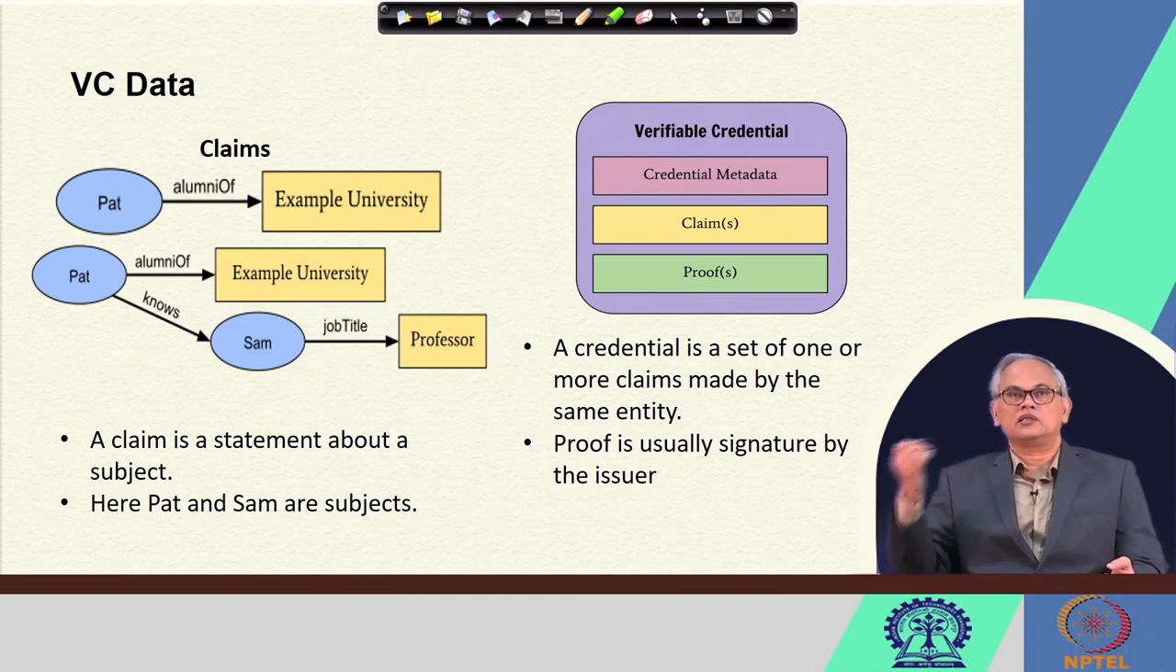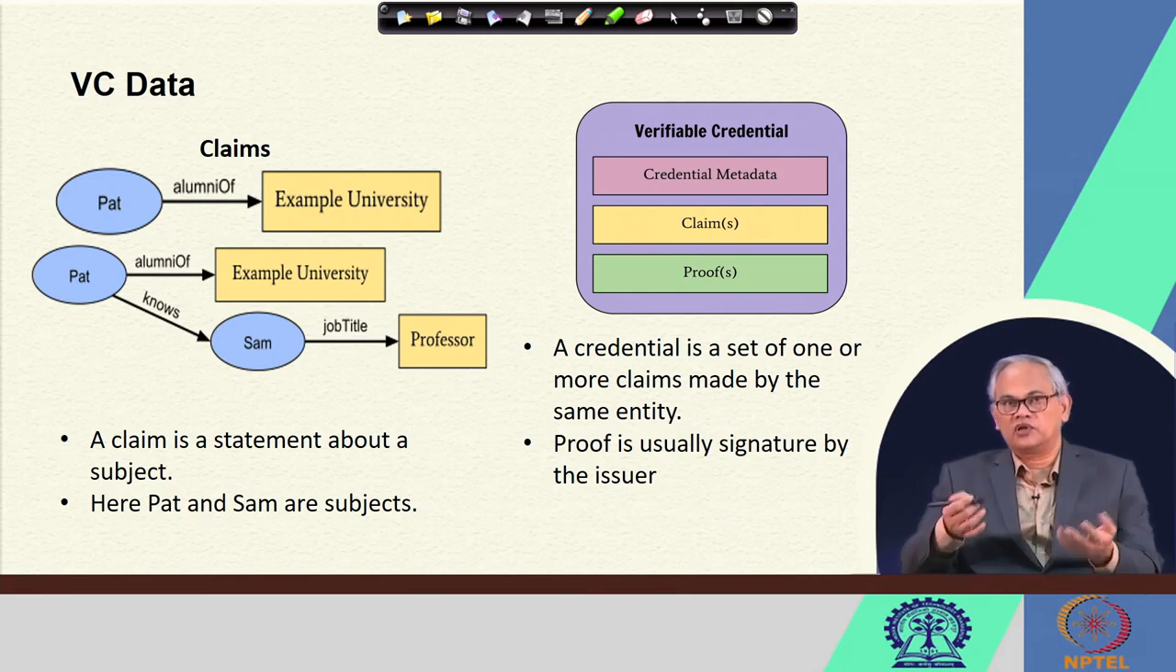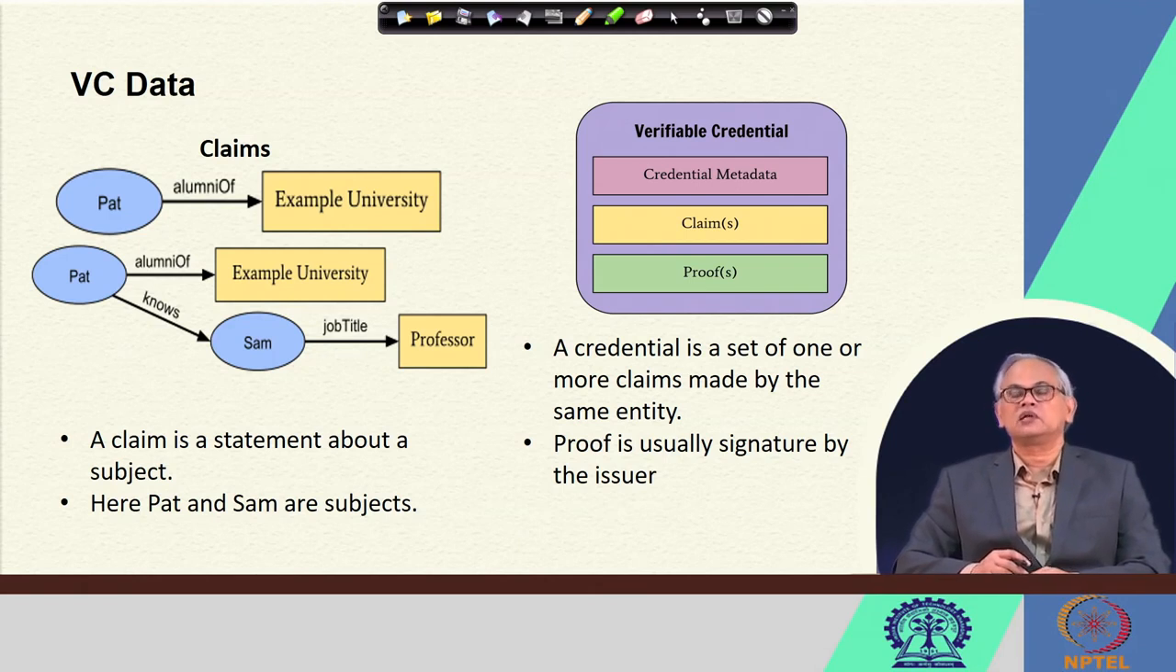So, Sam can later on say that indeed Pat knows me. And then Sam has a job title of professor. This is like the university acting as an employer for Sam, and which can provide a certificate that Sam is indeed a professor of that university. So, a claim is a statement about a subject, and here Pat and Sam, of course, as you can understand, are the subjects, and a credential is a set of one or more claims made by the entity, as we have just now mentioned. And proof is usually a signature by the issuer.